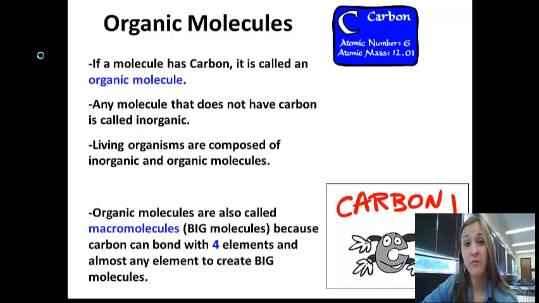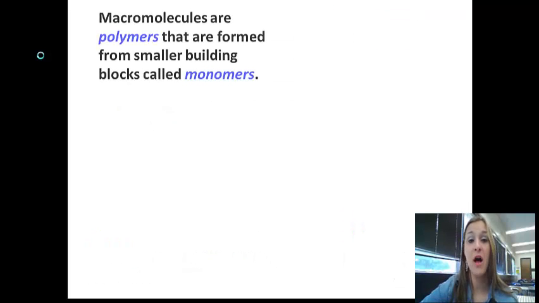Carbon can form 4 arms or bonds with other molecules. That means if I have a carbon right here, it can link up with another carbon and another carbon and another carbon and another carbon and another carbon and form this long chain of carbons, and form this big chain of carbons, this big molecule, a macromolecule. Now there are 4 macromolecules that we're going to be learning about.